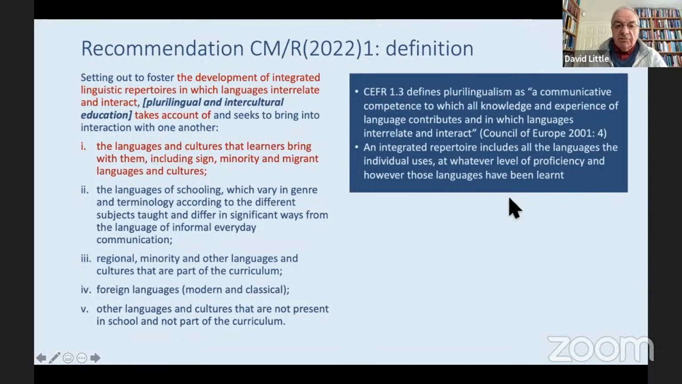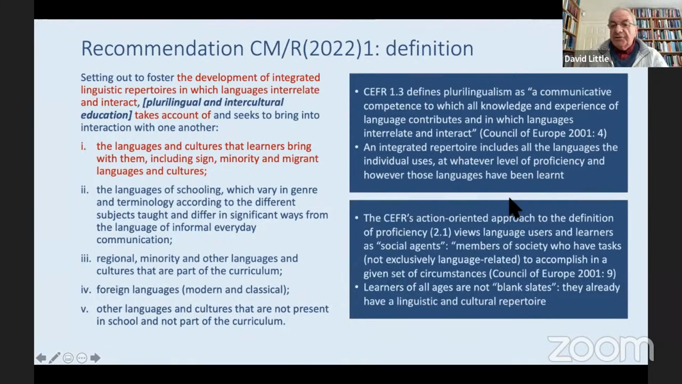Plurilingual and intercultural education takes account of the languages and cultures that learners bring with them, including sign, minority and migrant languages and cultures. The CEFR's action-oriented approach to the definition of proficiency views language users and learners as social agents, members of society who have tasks, not exclusively language-related, to accomplish in a given set of circumstances. In other words, learners of all ages, even very young learners, are not blank slates. They already have a linguistic and cultural repertoire.